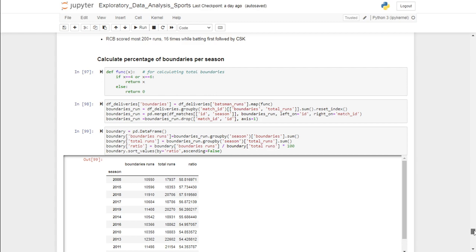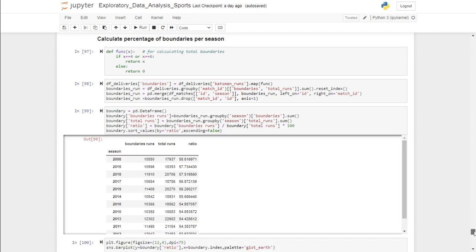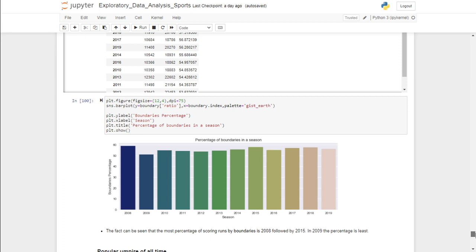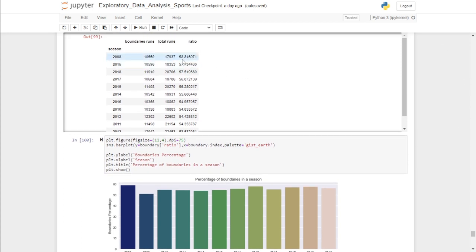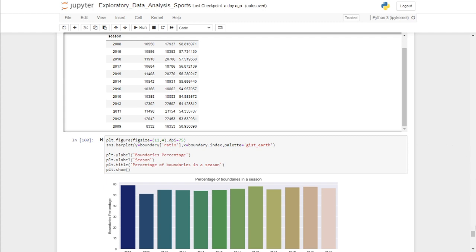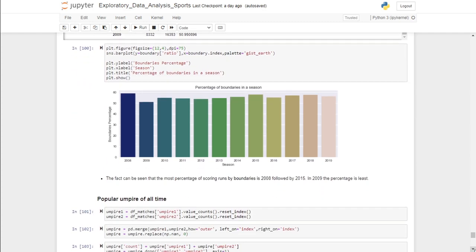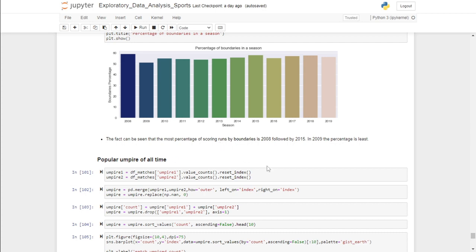And calculating the percentage of boundaries per season, you can see that in 2008 it is the highest, and 2015 is the next. In 2008 there is 59% of runs that came from boundaries, and in 2015 58% of runs came from boundaries, meaning fours or sixes.